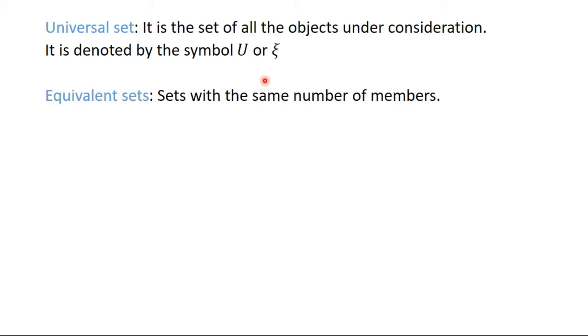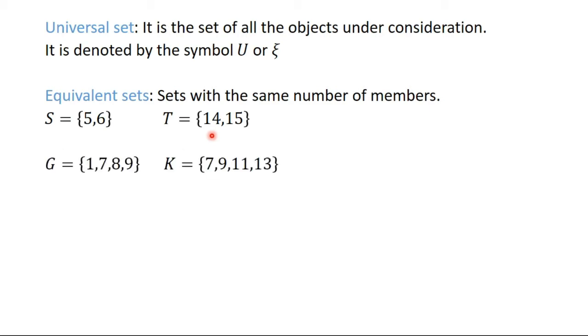We move on to another one called the equivalent sets. Sets are said to be equivalent if they have the same number of members or they have the same cardinality. Now here is an example. We can see that set S has the members 5 and 6. Set T has the members 14 and 15. Now the cardinality of set S is 2 and the cardinality of set T is also 2. So we say that set S and set T are equivalent sets.